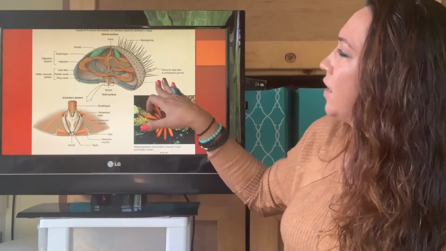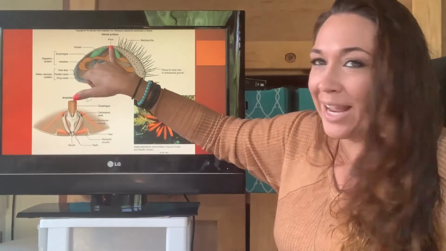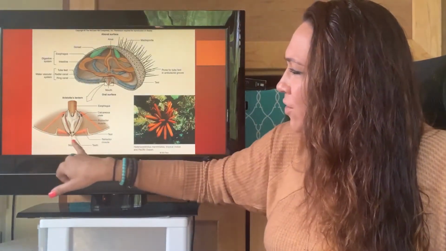Sometimes they're all different sorts of colors, and it's actually pretty cool, the variety. Looking inside a sea urchin, we have the spines on the outside. We have that madrepore. Remember, they're letting that water in. Anus is located on top. Mouth is located on the bottom. The mouth, this is that Aristotle's lantern right here.